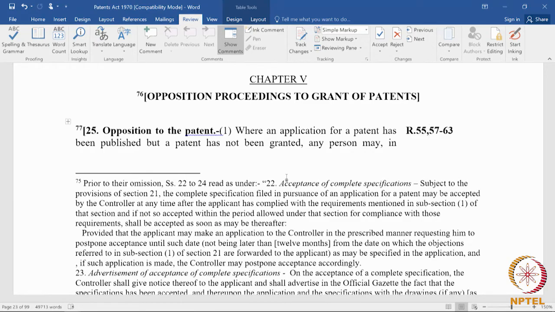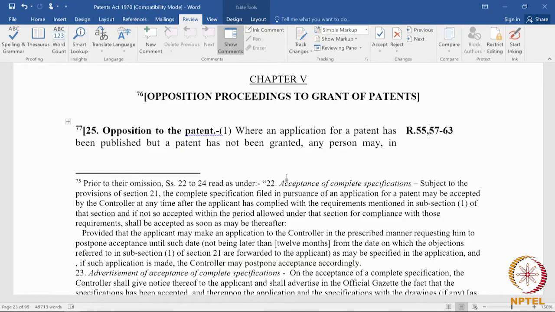Now, this is the window period in which you can file a pre-grant opposition. The patent application should be published, you cannot agitate a patent which is not published, and it should be at a point before the grant. So the time frame is after publication of the application and any time before the grant. The status of the person is mentioned as any person. So, a pre-grant opposition can be filed by any person.